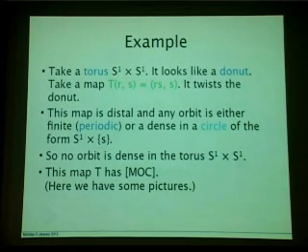So either an orbit is dense in this, or it is a finite periodic orbit. So no orbit is dense in the torus S1 cross S. So it's not an ergodic map to start with, but it splits into ergodic components. So this map also has MOC, and we show some pictures here.